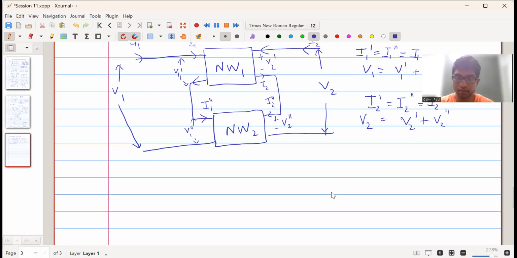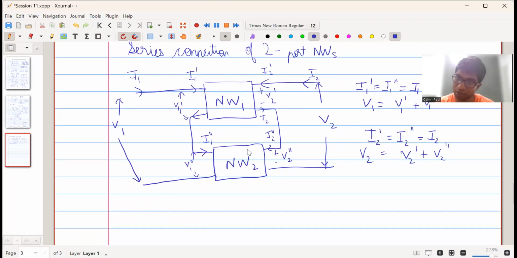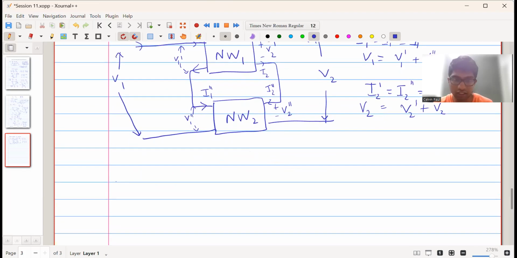So now we will understand why, when the networks are connected in series, it is best to represent them in terms of Z parameters. Why using Z parameters in such a case is useful to simplify our analysis. So let us consider networks to be represented in terms of Z parameters.